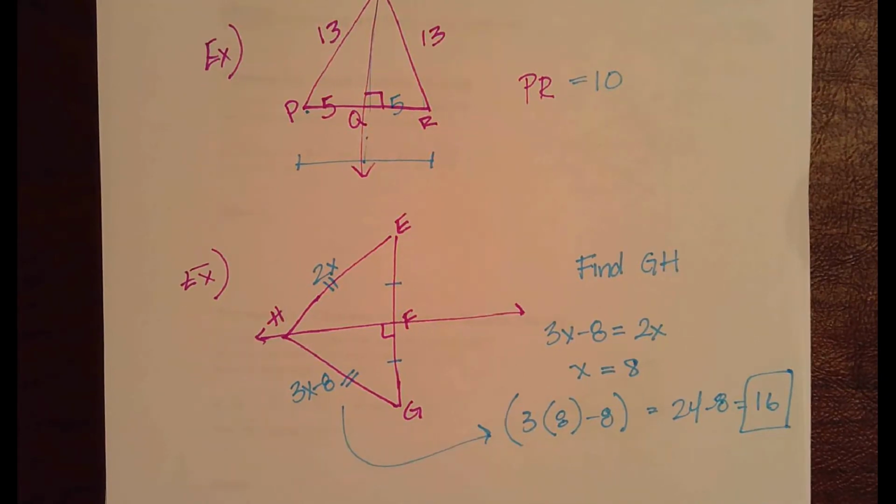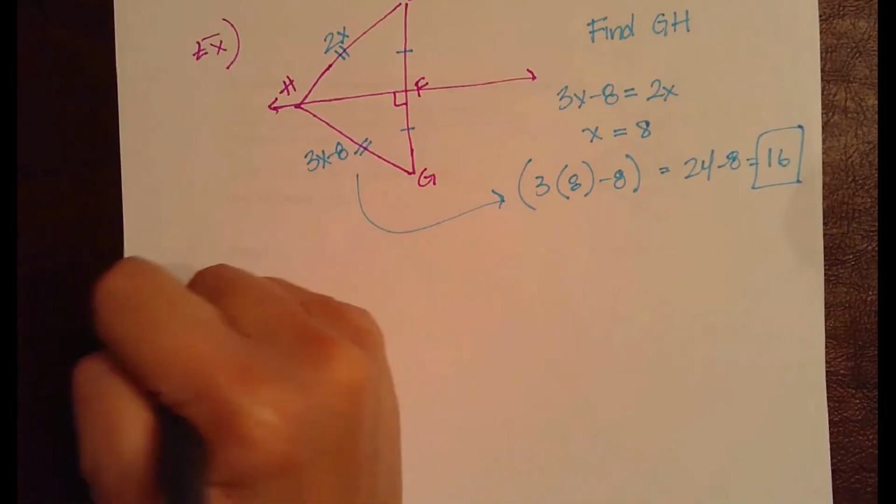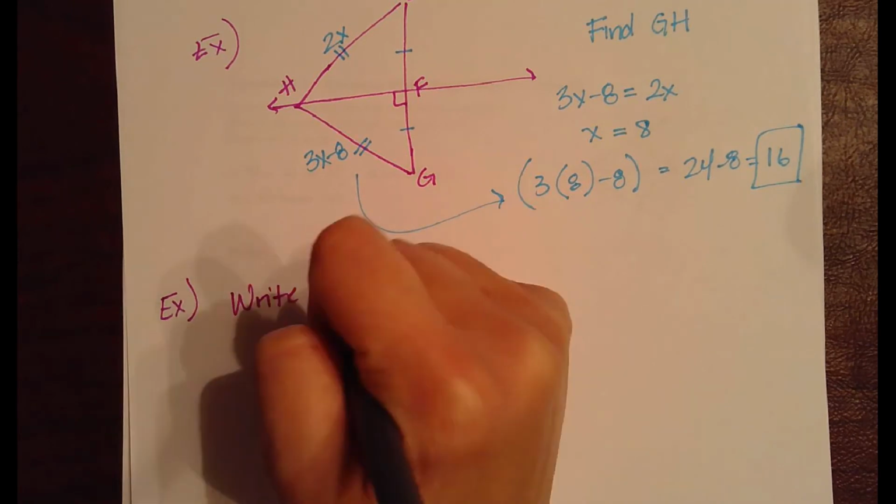All right, the last example I'm going to work through is going to be a little bit of a word problem, so you can write this down. Write an equation of a perpendicular bisector.